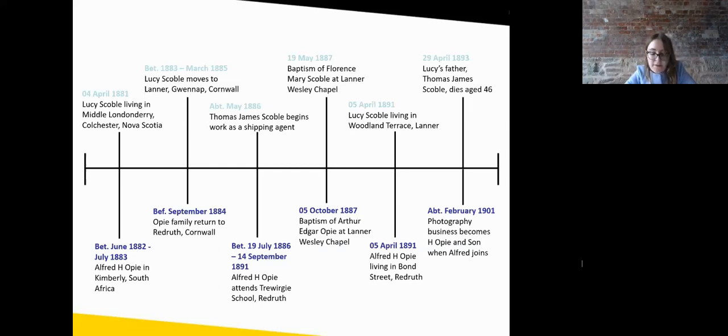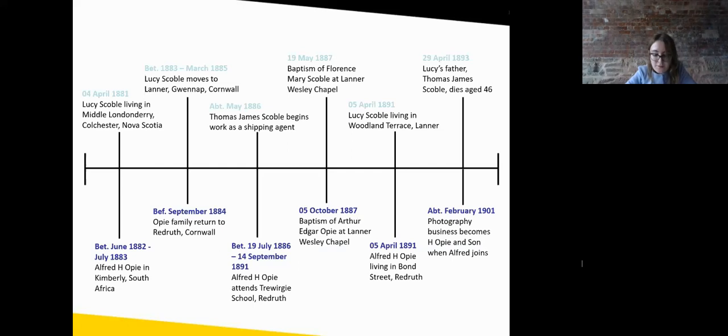I know the family were living in Lanner in March 1885 because that month Lucy's younger brother, William Andrew Scober, sadly died aged 2. I haven't been able to find a birth registration for William in Cornwall, so I think it's likely he was born in Canada like his older siblings, and therefore this narrows down the date of the family's move.